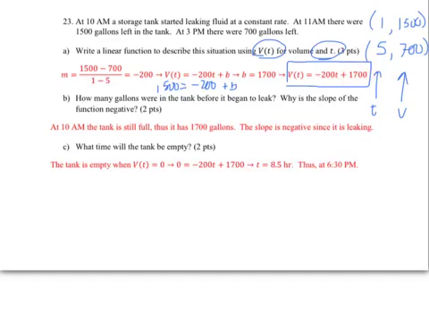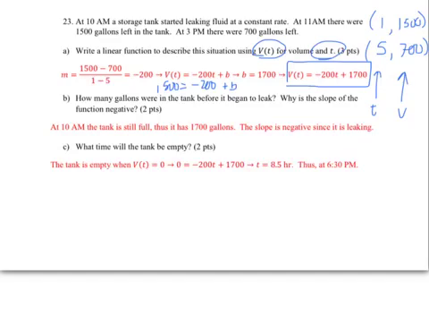And why is the slope of the function negative? The slope is negative because it's leaking oil. So the volume is decreasing, so it's a negative slope. Remember, decreasing functions have negative slope, and increasing functions are what have positive slope. If this were filling up, the slope would be positive, but because it's losing oil, it's going to be a negative slope.